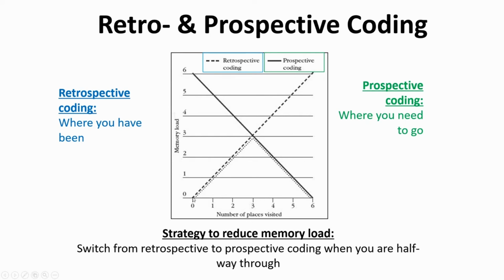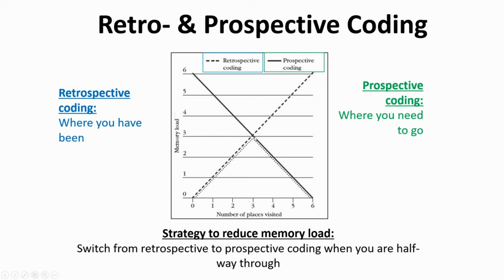So at the beginning, start with retrospective coding. When you start, you don't have to remember anything because you haven't been anywhere yet. When you visited one place, you remember one thing, 2 places, 2 things, 3 places, 3 things, and then you switch. Then you acknowledge, okay, I've been to these 3 places, now I have 3 left. So if there's 3 left, and you go to the 4th place, now there's only 2 left. If you go to the 5th place, now there's only 1 left. And the 6th place, there's nothing left to remember.